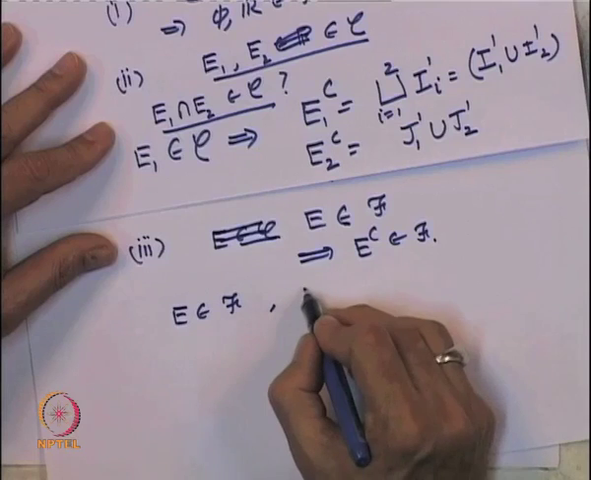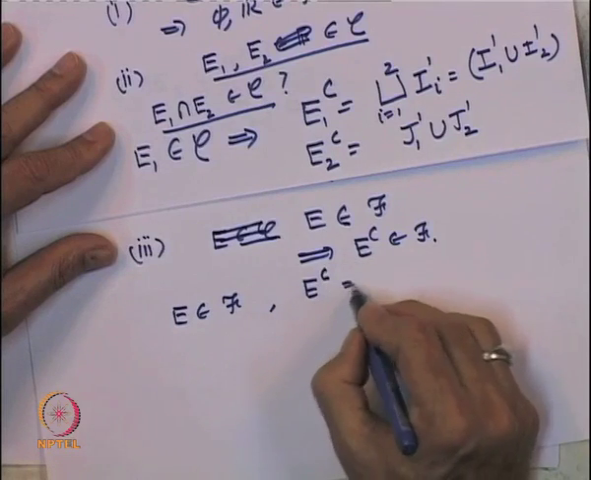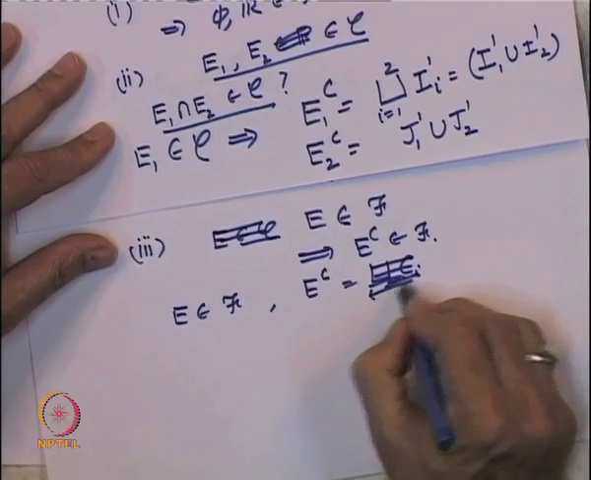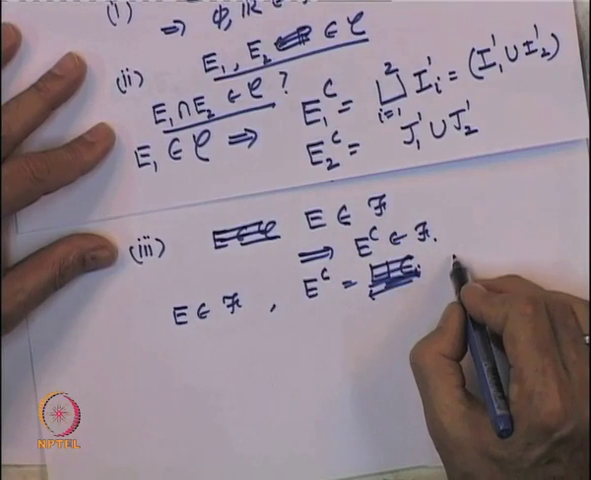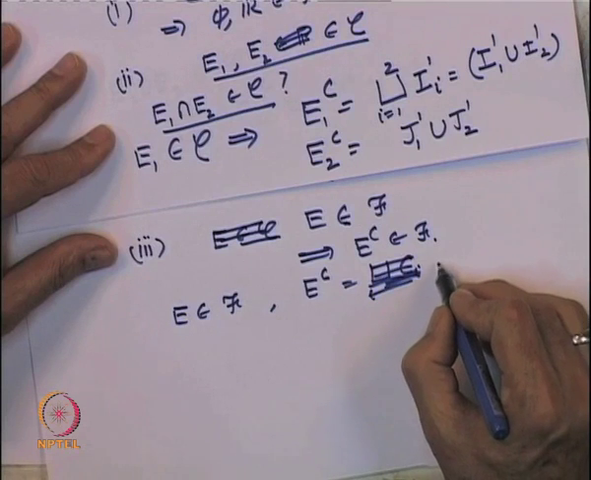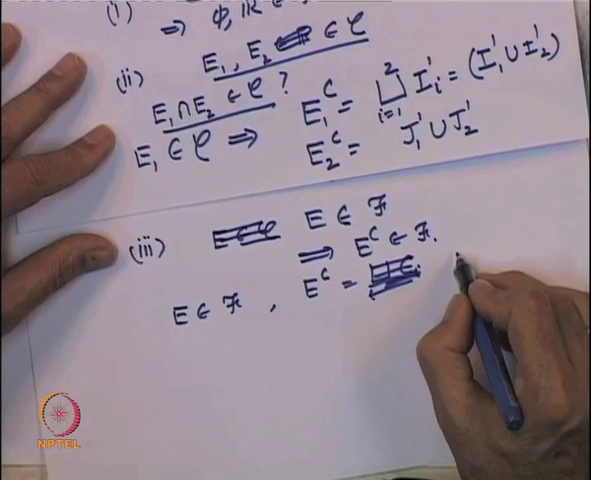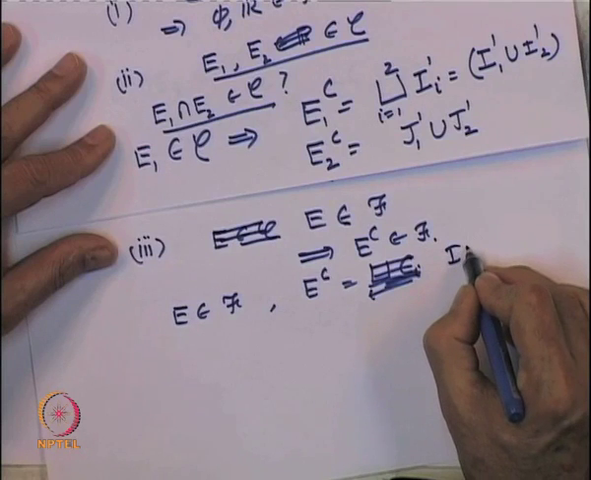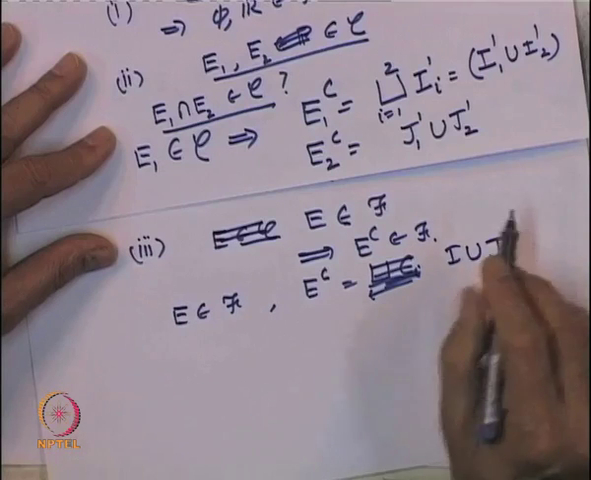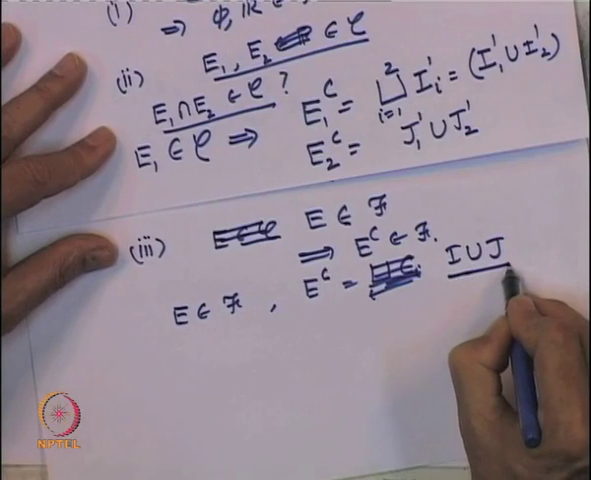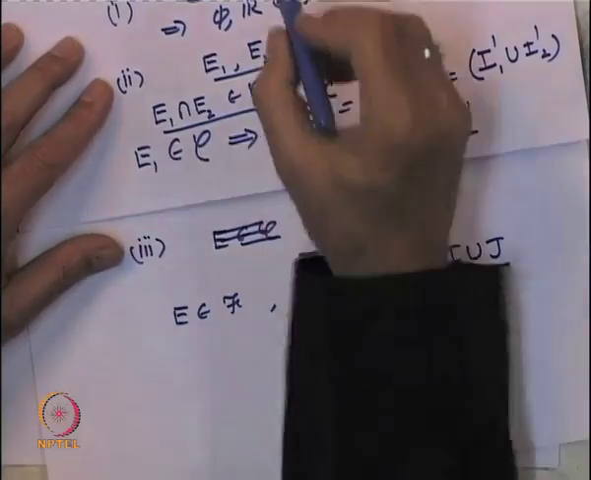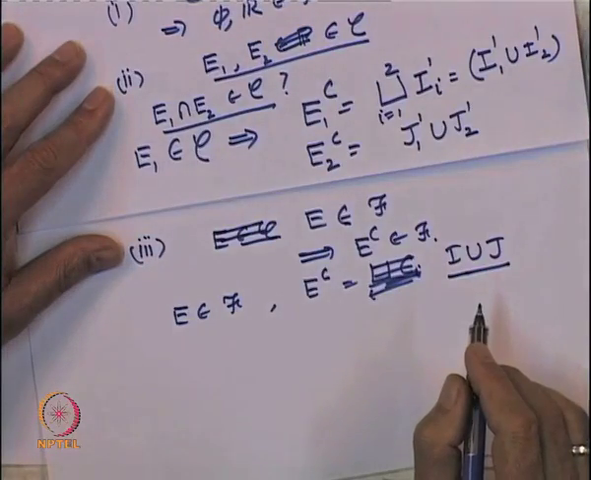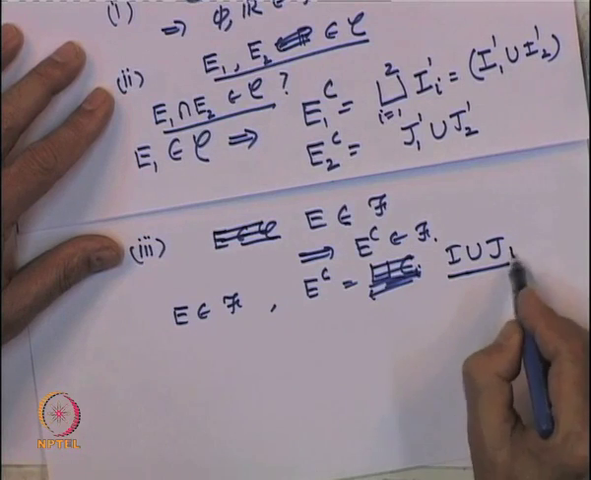Now, what is E complement? E complement looks like a finite disjoint union of elements of C because E belongs to F. So, it is a disjoint union of two elements. So, E complement is I union J. So, it seems to suggest that if I can show that the collection F of finite disjoint unions is closed under union, then I may be through.